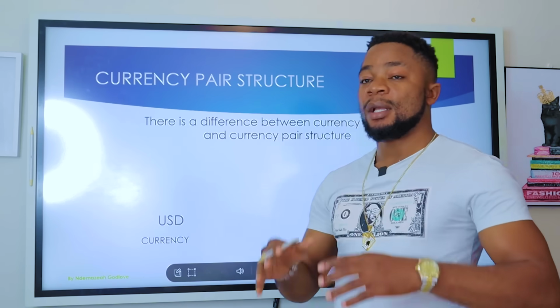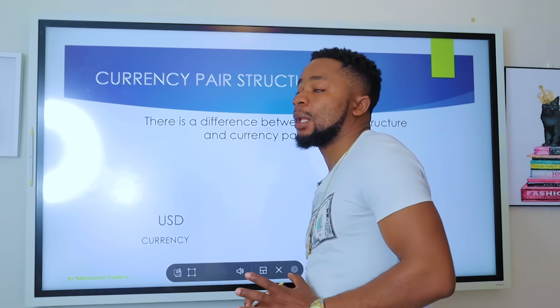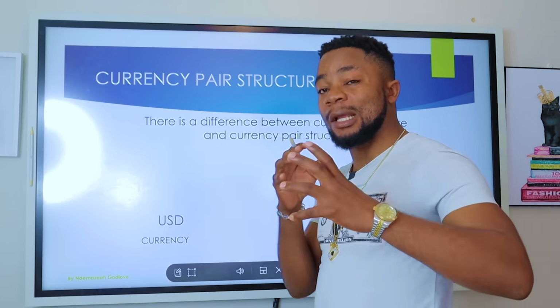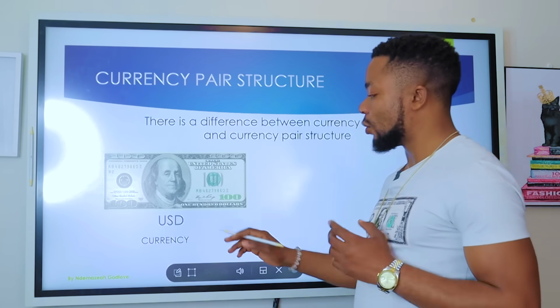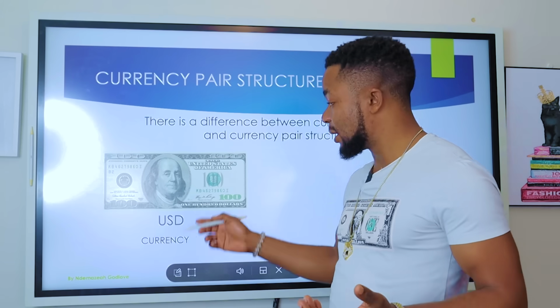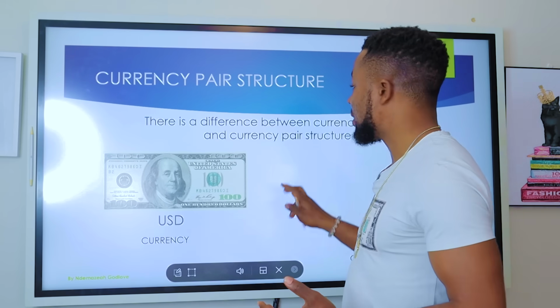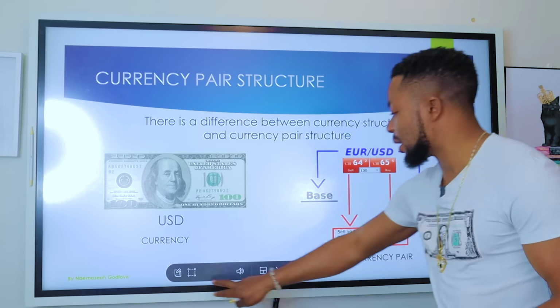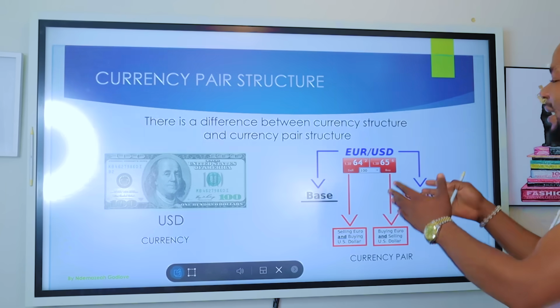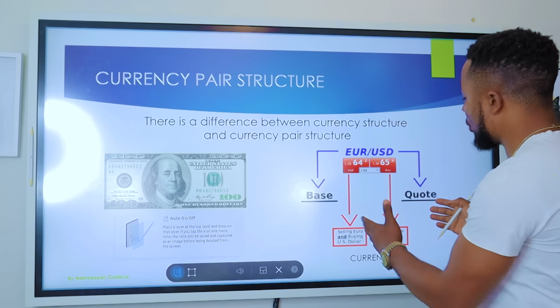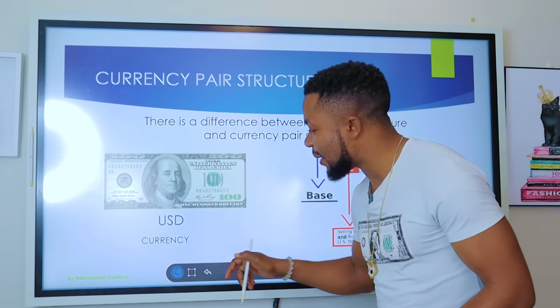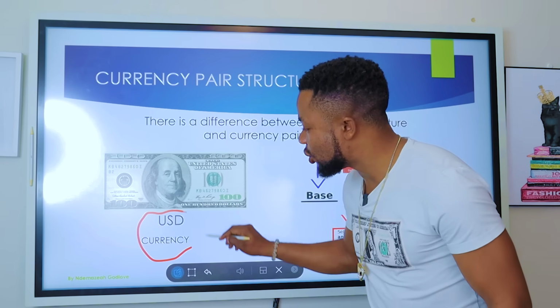But today, instead of talking about a currency structure, we are talking about a currency pair structure. So for example, here we have a currency. This is the United States dollar, which is a currency. But now, if you check this other side, we have a currency pair. Here we have the United States dollar, which is just a currency.